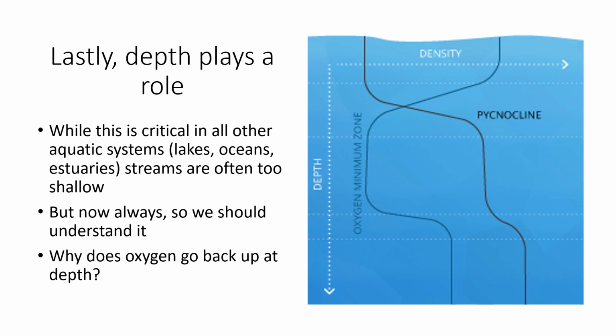To test your own understanding, I would ask you this question: why does oxygen go back up as you increase to greater and greater depths? And don't be afraid to look this stuff up. This is a very common phenomenon in lakes and oceans and estuaries. We don't see it nearly so much in streams or rivers, mostly because they're just not deep enough to get these huge changes. But it does occur when you get into very, very deep areas.